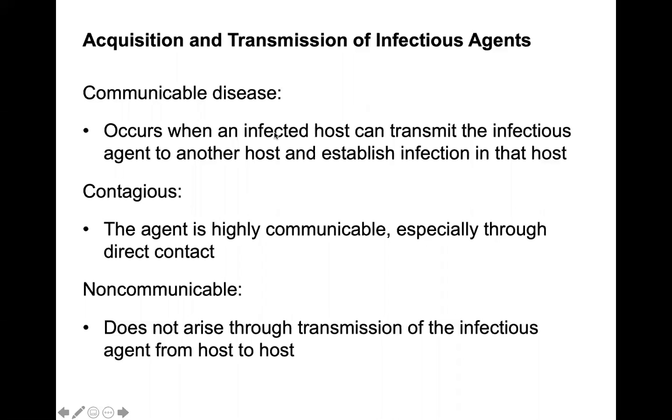How you acquire or transmit infectious agents. You have communicable disease. This occurs when an infected host can transmit the infectious agent to another host and establish the infection in that host. Contagious means the agent is highly communicable, especially through direct contact. And then you have non-communicable diseases. This does not arise through the transmission of infectious agents, and this cannot be transmitted from host to host.